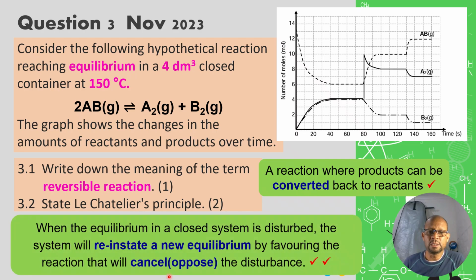3.2, state Le Chatelier's principle. Not the first time we've seen this one, and it reads as follows. When the equilibrium in a closed system is disturbed, the system will reinstate a new equilibrium by favoring the reaction that will cancel, or you could say oppose, the disturbance. Now, it's very important, I didn't highlight it here, I should have, to state that it is in a closed system. Remember in the theory we mentioned that a chemical equilibrium reaction can only come into existence once you have a closed system. So that's important.